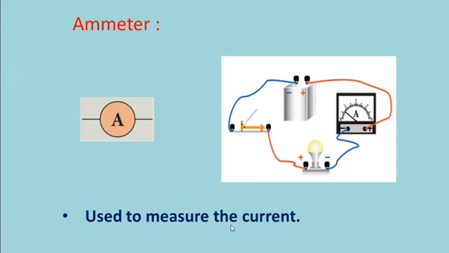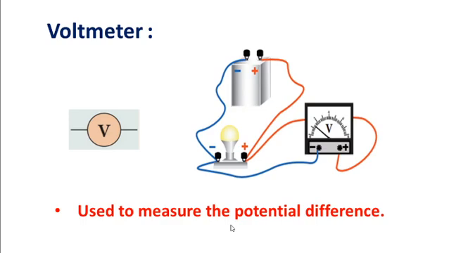Then next one, voltmeter. Voltmeter is an instrument. See the diagram. This is the voltmeter diagram. It is an instrument used to measure the potential difference. So potential difference V equals W by Q. Here W is the work done, and Q is the charge. So this is the symbol for voltmeter. It is used to measure the potential difference.